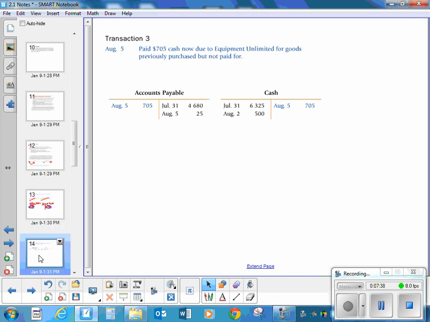Okay, some more examples. Paid $705 cash now due to Equipment Unlimited for goods previously purchased but not paid for. Accounts payable is being affected, and so is our cash. Our cash is going down $705. It has to be on the opposite side of the star. Our star is on the credit side. That's how come, we're paying it off. Our accounts payable is going down $705. And just do a double check. Do you have a debit and a credit? Yes, so you know you're right.